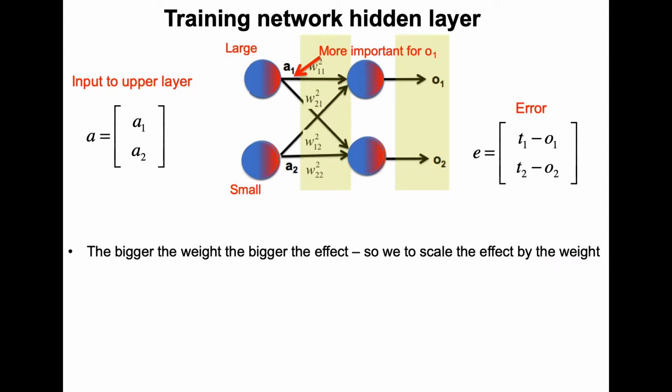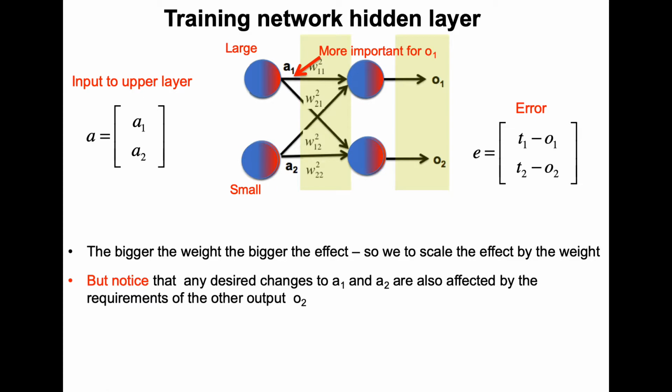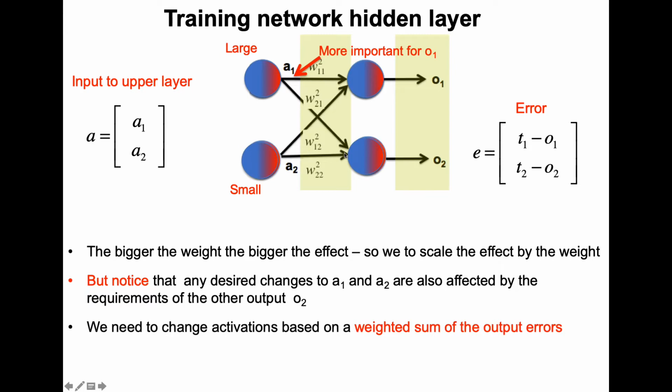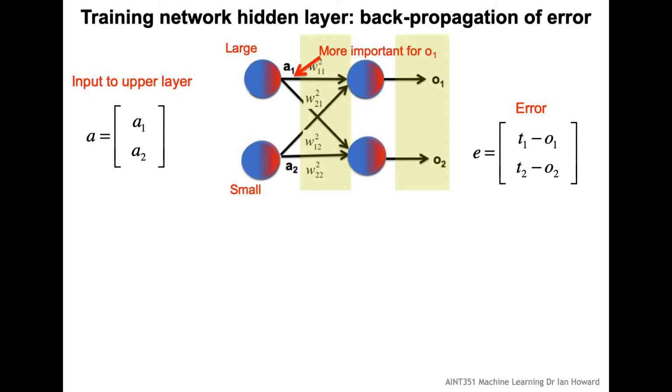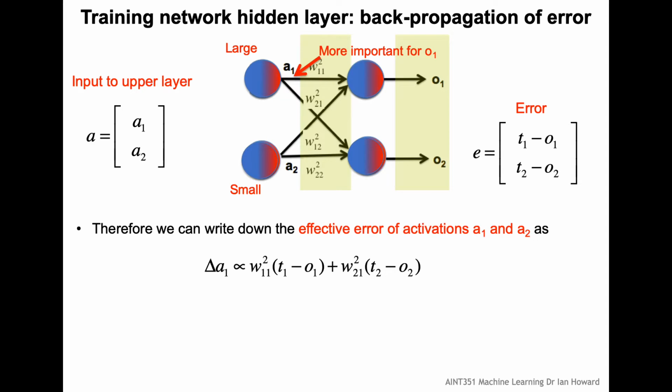So if this weight is bigger, then the more important it is. So we have to scale this effect by the weight. But we also have to notice that if we're looking at how much we need to change A1, not only does it depend on the output O1 via the weight here, it also depends on output 2 because there's another weight here. So there's going to be another dependency coming in. So we've got to take a sum across all the output errors in order to indicate how much we'd like to change the activations. So we can write down how much we'd like to change activation A1 as being proportional to, first of all, the error at O1.